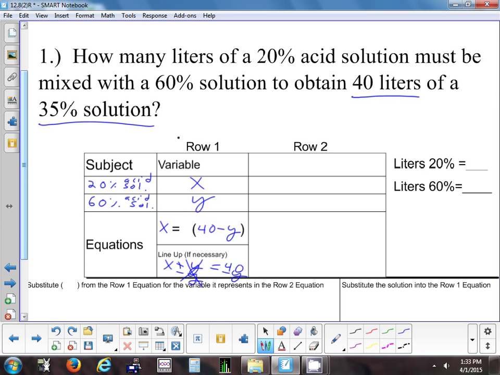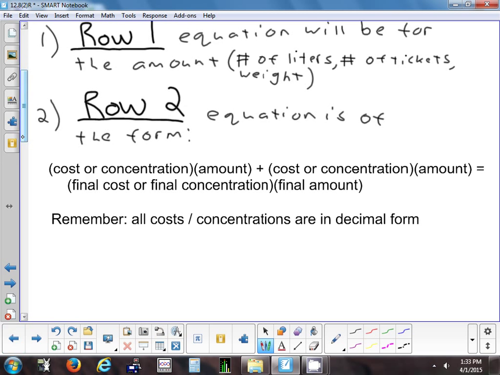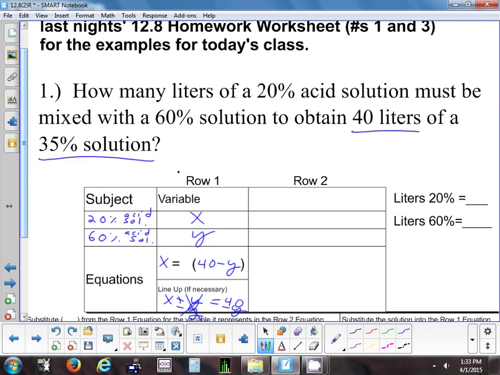Okay. The second equation has to do with the percents. We need a concentration times how much of it we have. Let's look at the 20% solution. How would you write 20% as a decimal? Brian? 0.20. And how much of that 20% solution do we have right now? We have X.